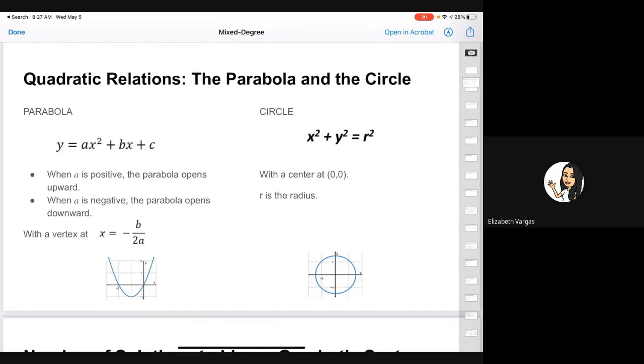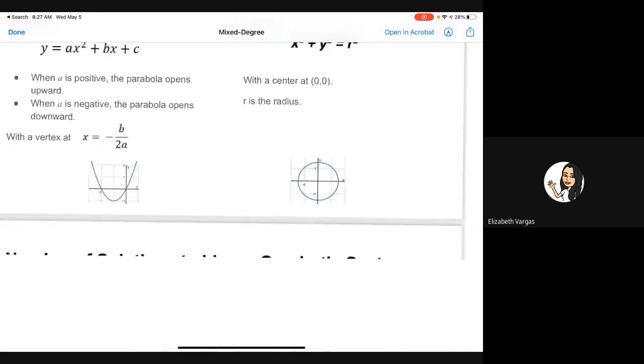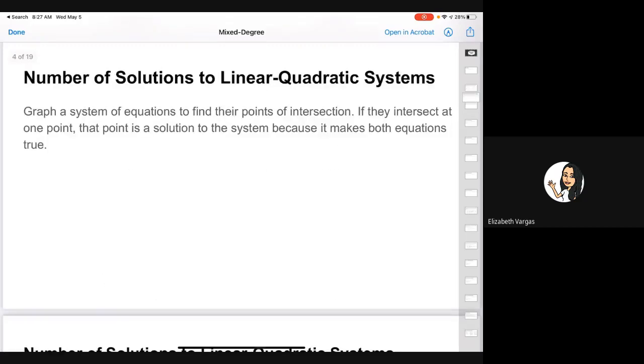Again, I'm not 100% concerned with you being able to differentiate the circle equation. Just know that that is the circle equation. When you see an equation like that and you're graphing, you're going to get a circle. What we're really going to be looking at today is graphing a system of equations and finding their points of intersection. If they intersect at one point, then that point is the solution to the system because it makes both equations true.